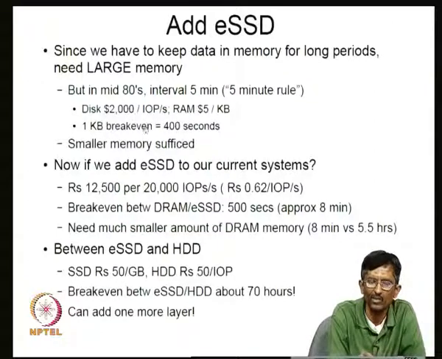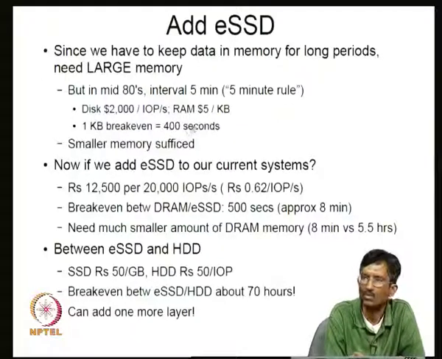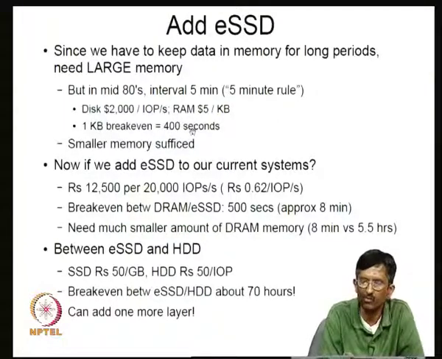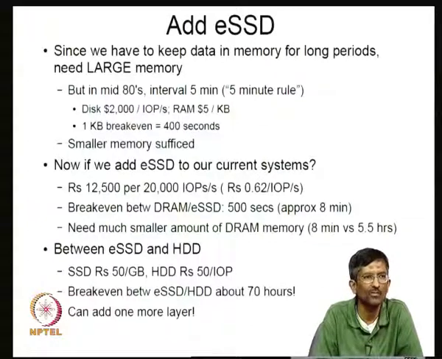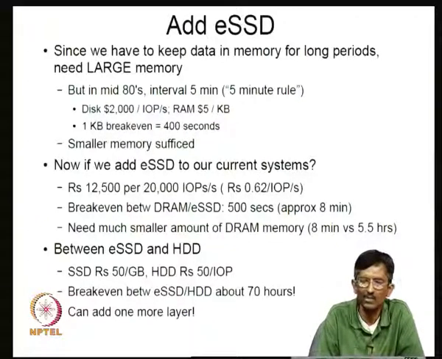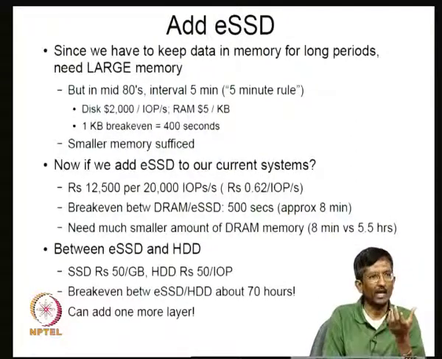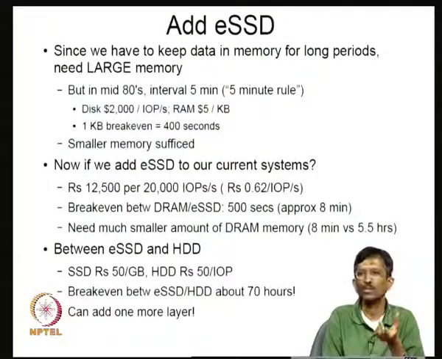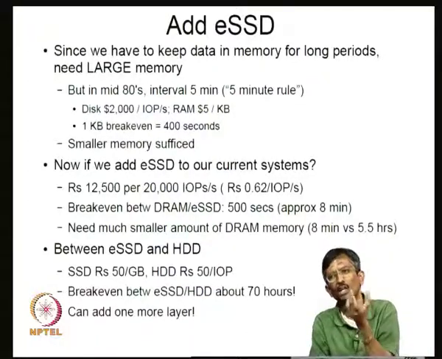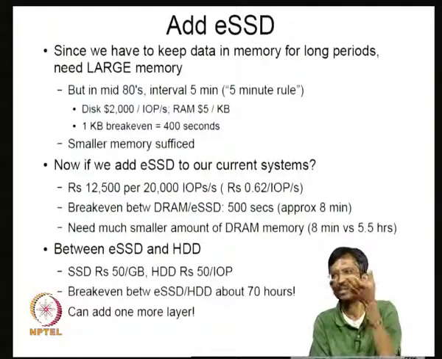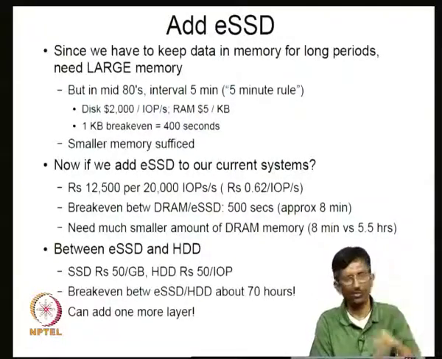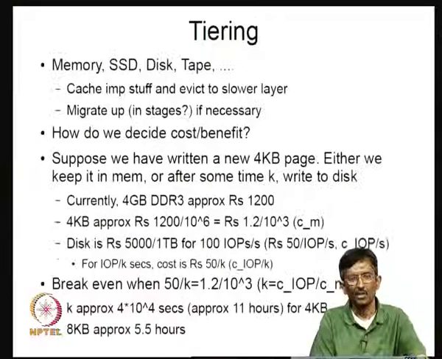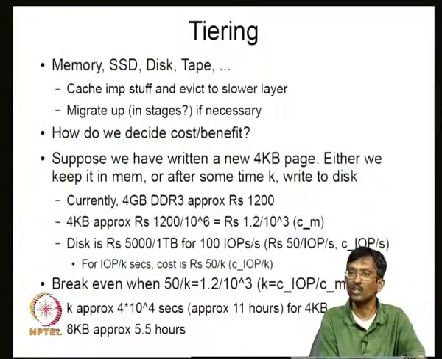And if you do the break even for 1 kilobyte, which in those days was often the block size, it was 400 seconds, which is approximately 6.5 minutes. So if you access something beyond 6.5 minutes, then you keep it on disk, otherwise you keep it in memory. That means you needed to store what is generated every 6.5 minutes approximately in DRAM in those days, whereas in our case it is 5.5 hours.